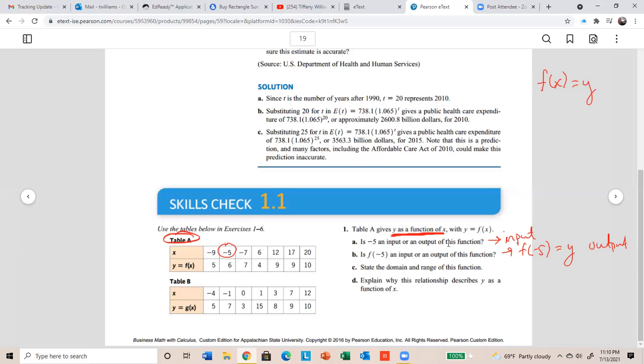On part C, they ask us to just state the domain and the range of this function. So the domain, we'll try to write it right here. The domain is simply saying, okay, what are all of my x values? What x values are included in this particular table? So I'm going to write the domain like this. Because it's a set of numbers, right? The domain is going to be all of these numbers up here. I'm going to use a brace to signify that I've got a set of numbers here.